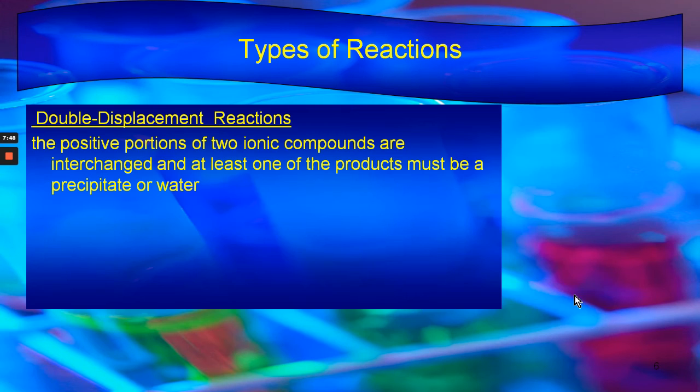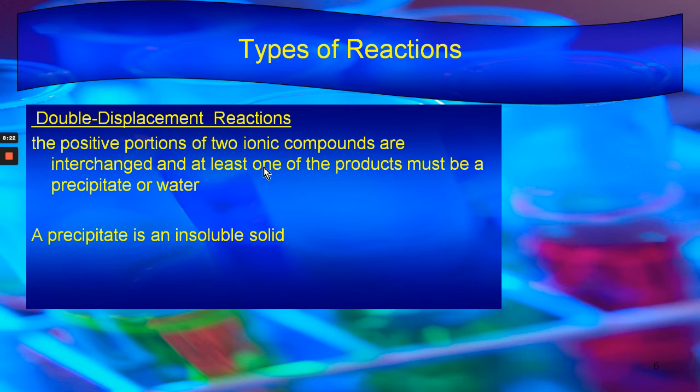All right. A double displacement or double replacement. It's where the positive portions, and that's key, of two ionic compounds are interchanged, and at least one of the products is a precipitant or water or both. It could be both. And it doesn't have to be two ionics, because in an acid-base reaction, it's the two positive portions of just two compounds. So for example, a positive portion of an acid taking the place of the metal in an ionic compound.